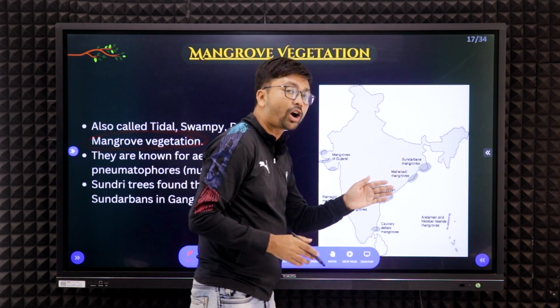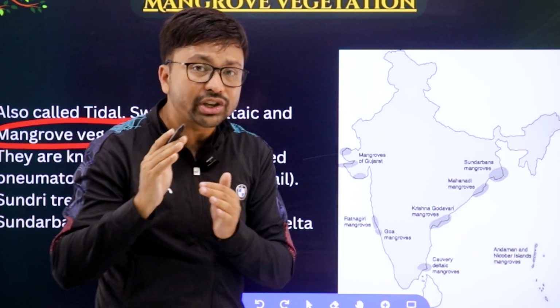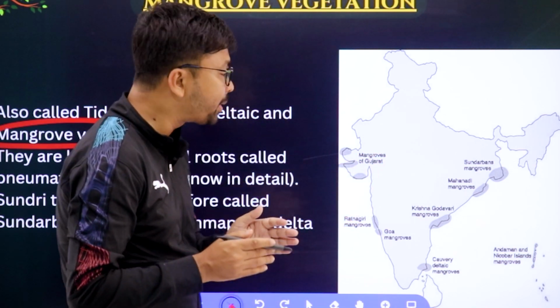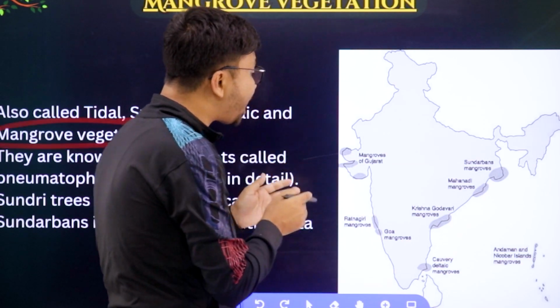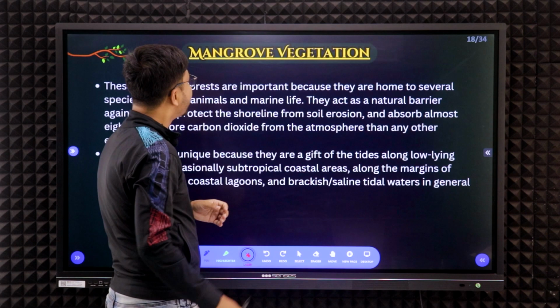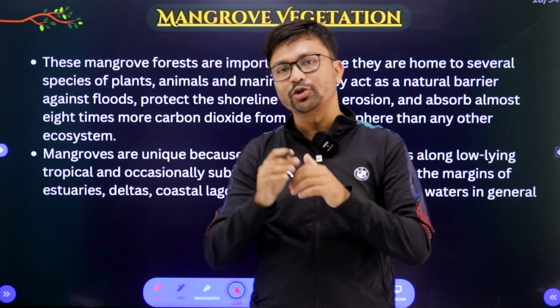Like in West Bengal we get it in the Sundarbans, and in the Mahanadi, Godavari, Krishna and Kaveri river deltas. As well as the western part of India, that is Gujarat, also gets this type of vegetation. Now let's see the important features or adaptations this type of vegetation makes to survive.